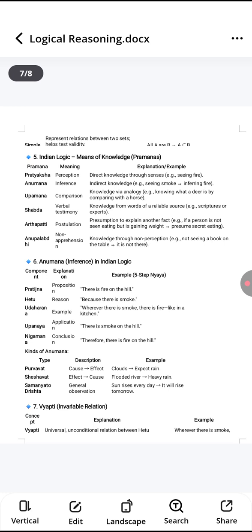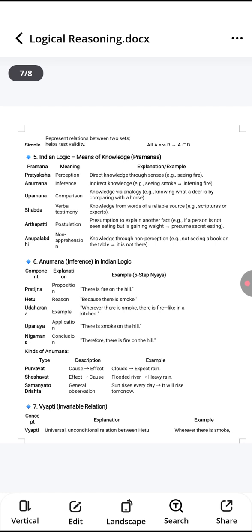Next we have viruddha, which means contradictory reason. The hetu leads to the opposite of the conclusion. For example, there is fire because it is cold. Next we have satpratipaksha, which means counterbalanced reason, where an equal and opposite reason exists. For example, it has fire due to smoke versus it has no fire because it is raining.